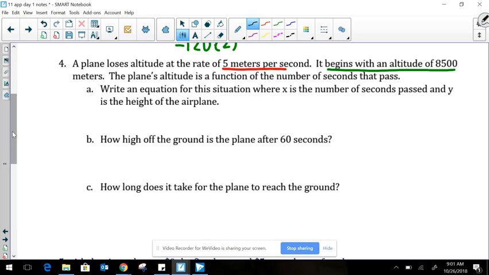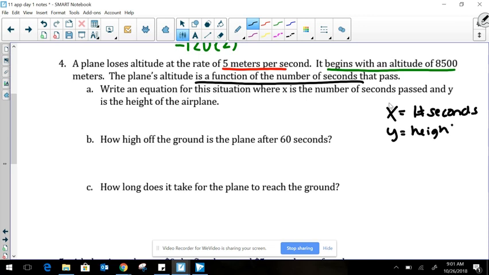Okay, so let's look at this part here then. So number of seconds, that has to be our x. And if you see, they're telling us what the variables are actually right here. X is number of seconds passed, and y is the height of the airplane. And then I'm going to specify that the height is in meters, because they give us that information.